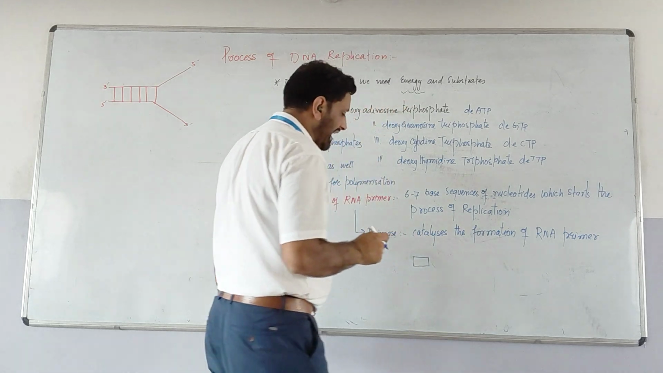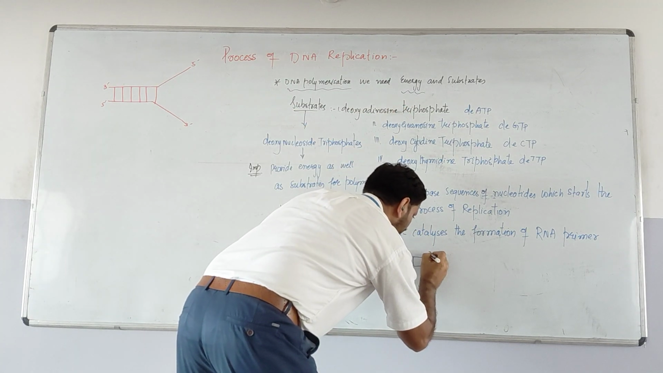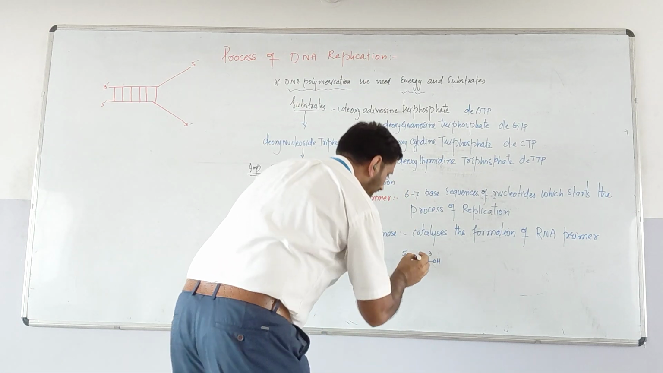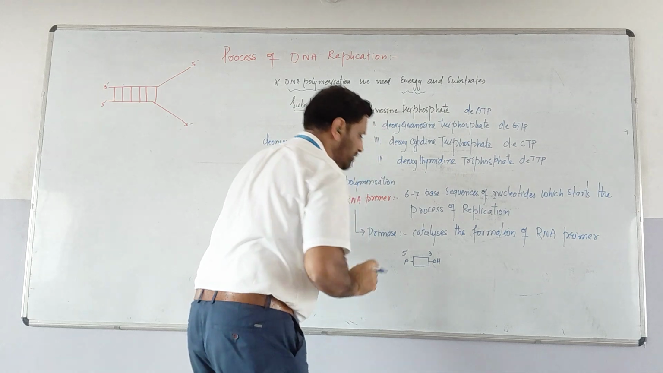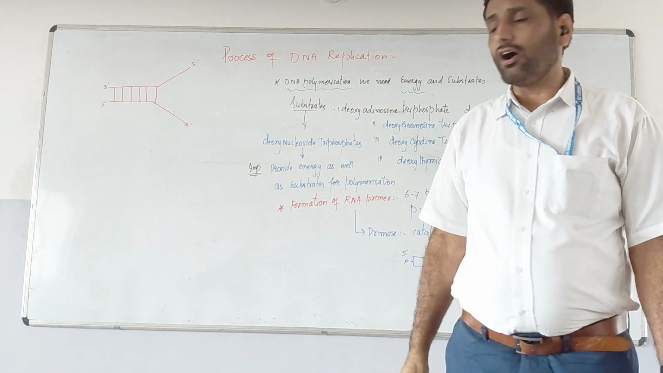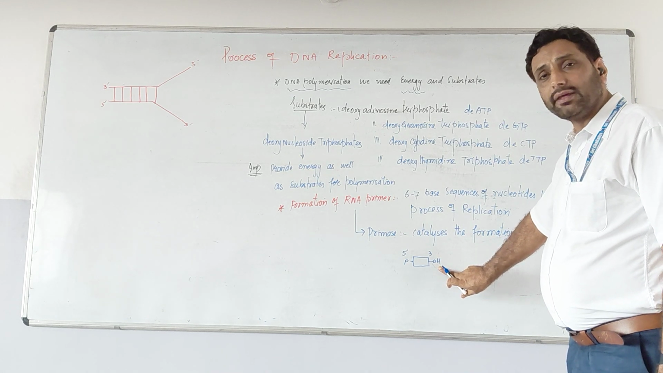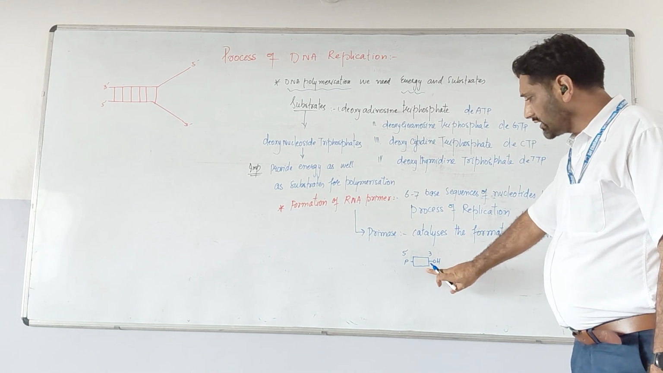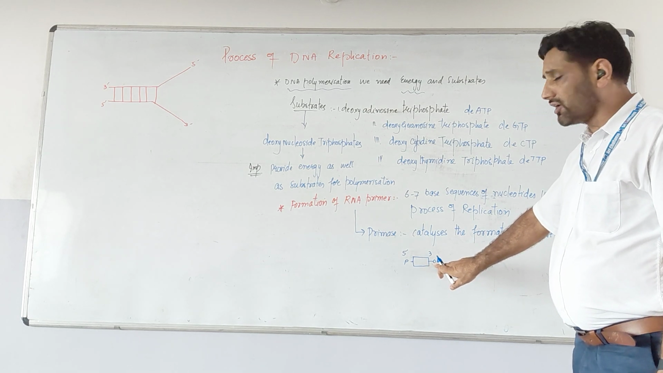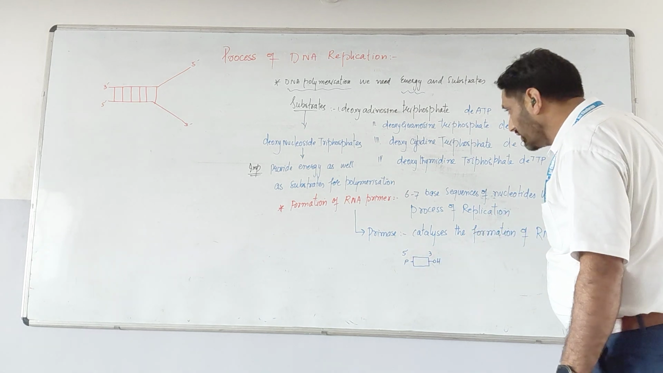It also is having a free end at 3 prime. This is the 3 prime end. At the 3 prime end, OH is free, and at the 5 prime end, there is a phosphate group which is not free. So we know that all these new nucleotides are added onto the 3 prime end, or we can say onto the 3 prime carbon atom of the first nucleotide. So new nucleotides will be added at this position only, and the polymerization will be in the direction of 5 prime to 3 prime.